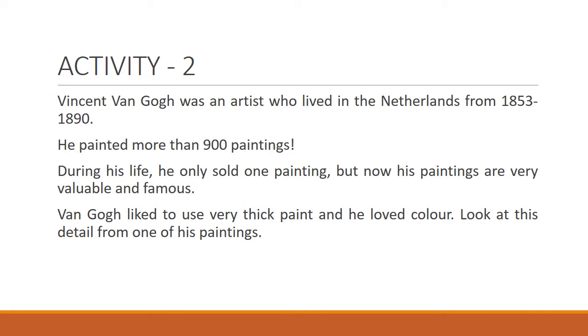He would not spend money on food or rent or so, but he would spend it on paints. So during his life he sold only one painting, but now his paintings are very valuable and famous. Van Gogh liked to use very thick paint and he loved color. Look at this detail from one of his paintings. Now, he's a painter. I'm sure all the painters love colors, but everyone has their own style. So let's study his work.